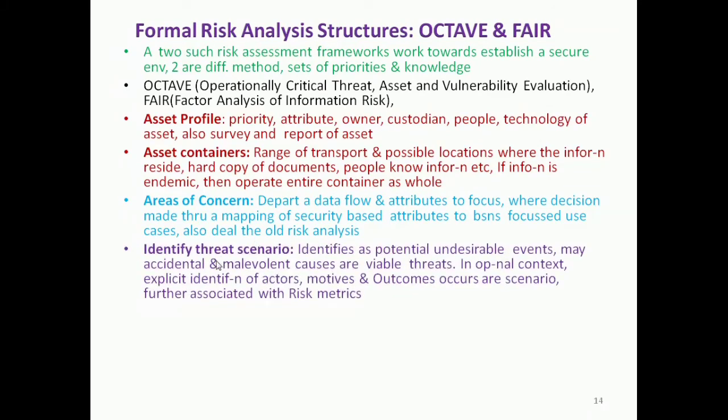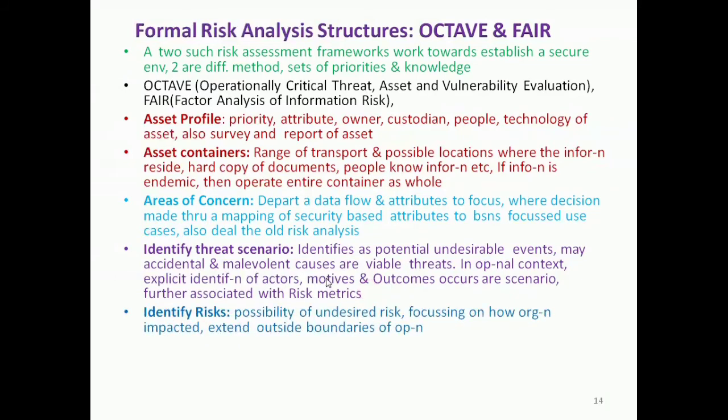So next we can identify the threat scenarios, right? Potential undesirable events, may be accidental and malevolent causes or viable threats, right? So the doable threats we can perform, or we can consider that they may be overcome. In operational context, explicit identification of the actors' motivations and outcomes occurs for scenarios, right? So these actors' motivations and outcomes are the scenarios, further assessed with the risk matrix.